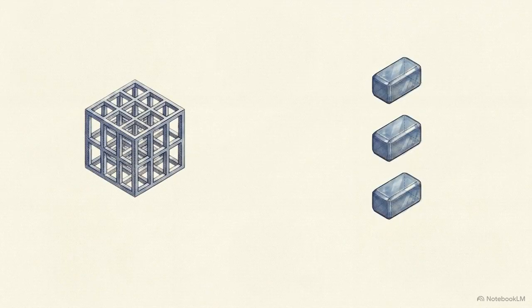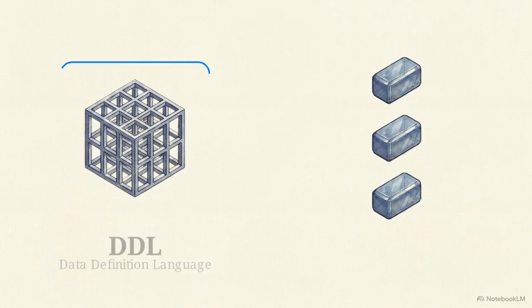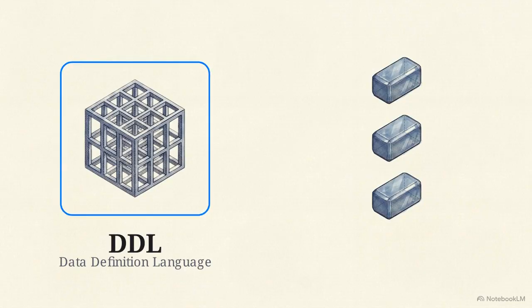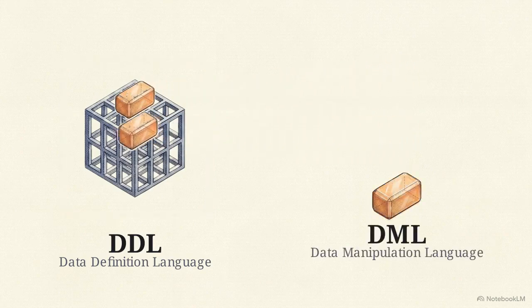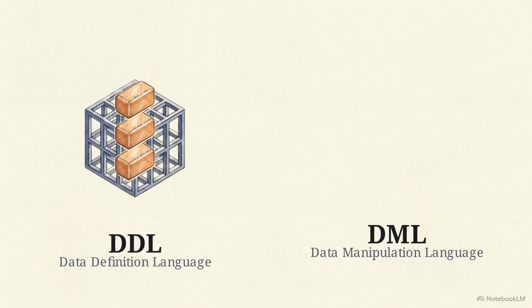A 3D wireframe grid forms an empty database table, the structural container. Beside it, solid blocks represent the data. Architecting this wireframe uses Data Definition Language, or DDL. Manipulating the data blocks inside uses Data Manipulation Language, or DML.